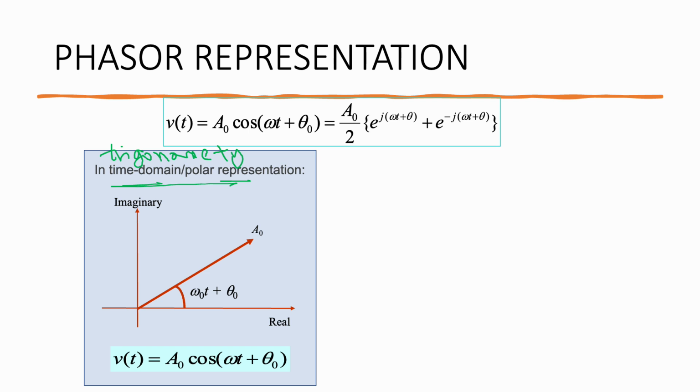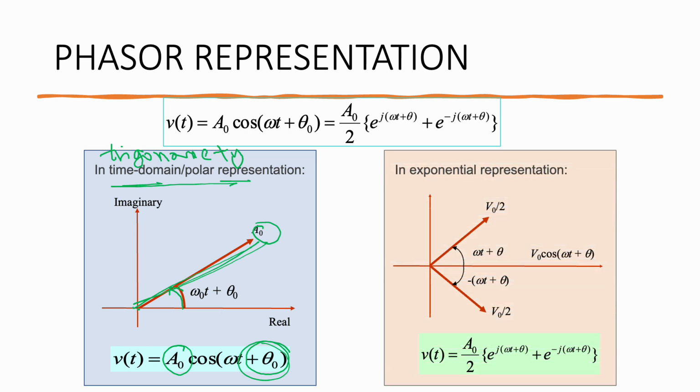In phasor form, A will become the amplitude. The length of this arrow will become the amplitude, and the direction, either positive or negative, depends on the value of theta. If it is positive, it is anti-clockwise, and if it is negative, it is clockwise.